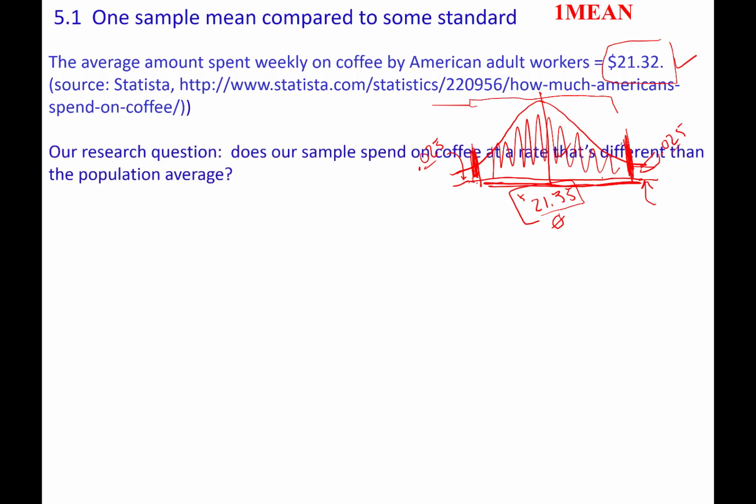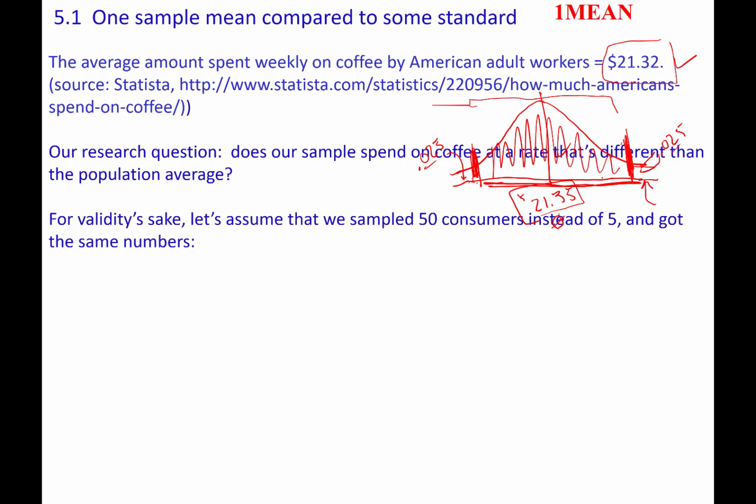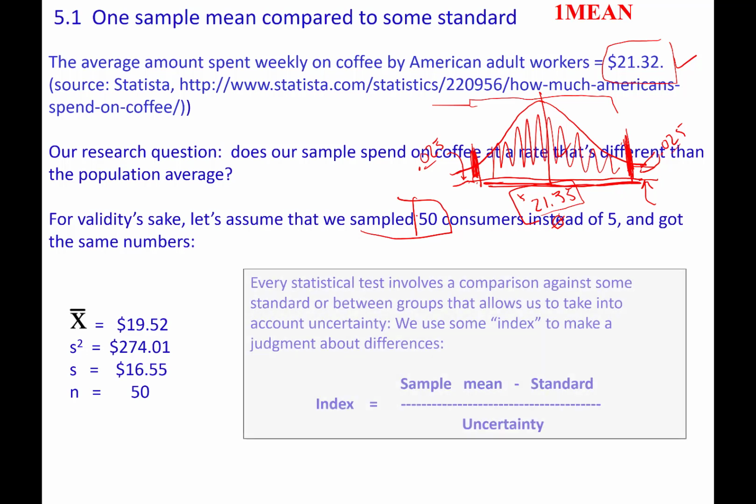So our research question, sorry about that, I just covered that whole thing up: does our sample spend at a rate that's the same as or different than the population average? It's really a question of whether it looks like it came from the full population. For our sake here, we're just going to use a sample of 50 and use the same numbers. So here are the numbers that we just calculated, right?